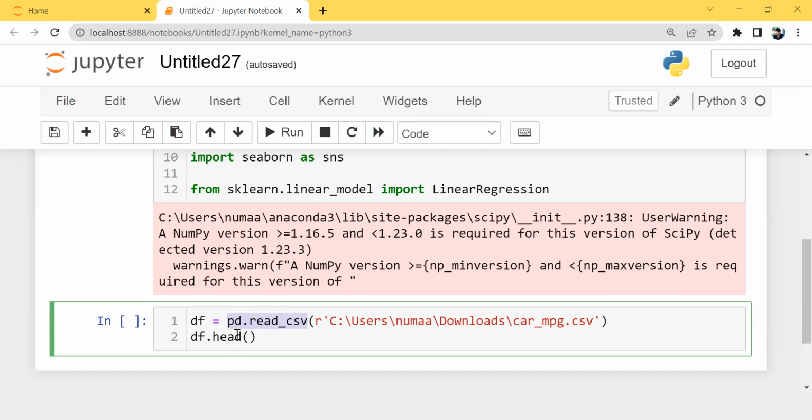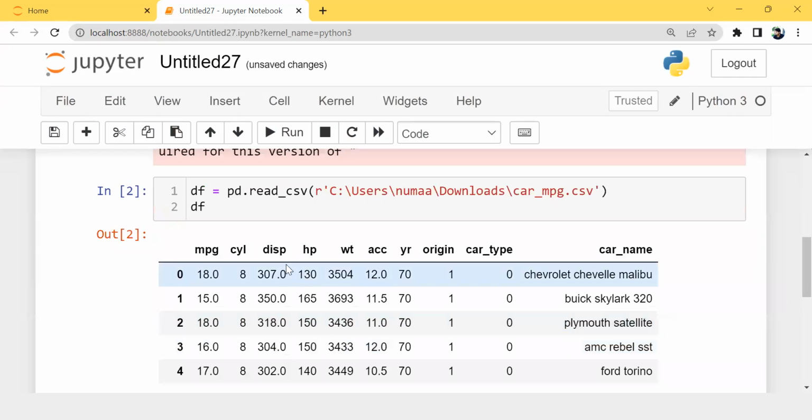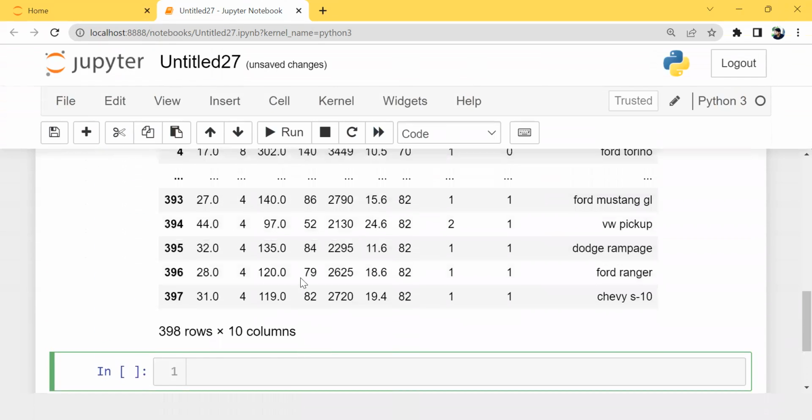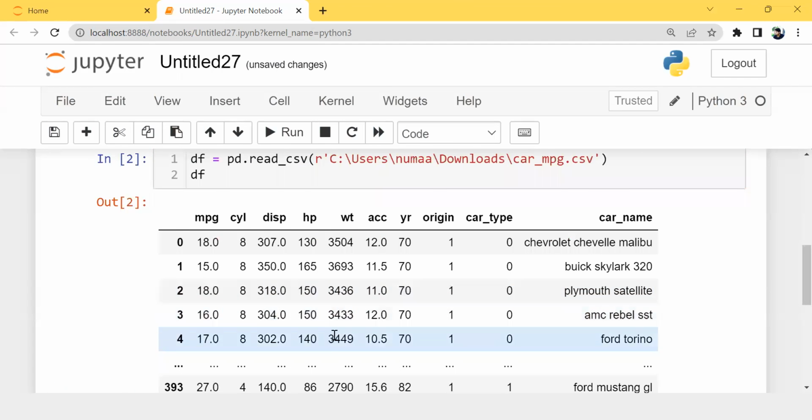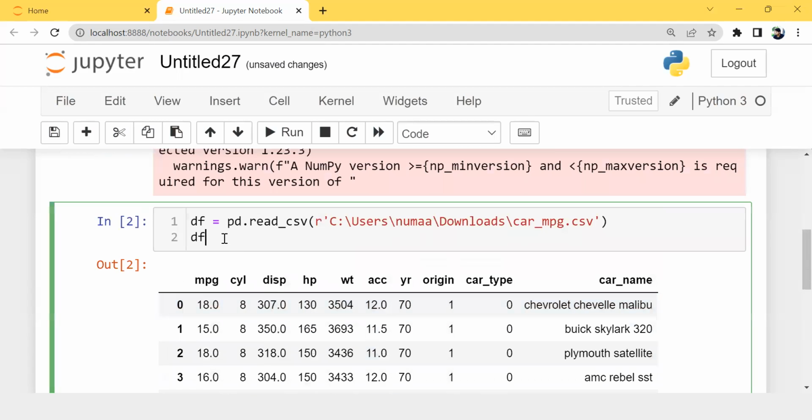Okay, and now I want to print the first 5 rows of the data. See here, if I eliminate this and hit shift enter, I'll get the entire data set, that is 398 rows and 10 columns. But I don't want to look at all the rows. I just want to look at some 5 rows.